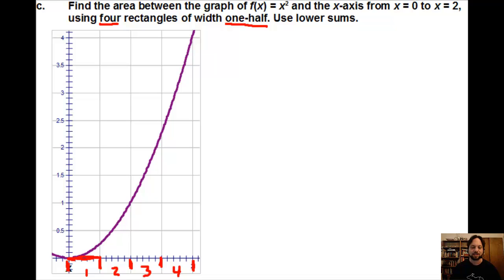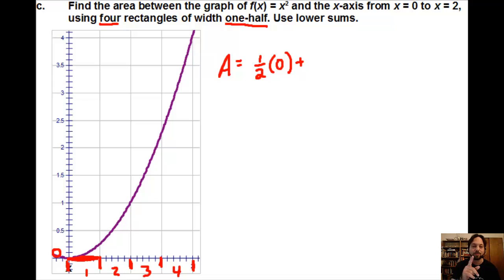Why is that? That's because f of 0 is 0. So I have this rectangle here. It has a height of 0 and a width of 1/2. So let me go ahead and write this here. The area, well, our first rectangle, like we said, has a width of 1/2 and a height of 0. So there's our first rectangle.